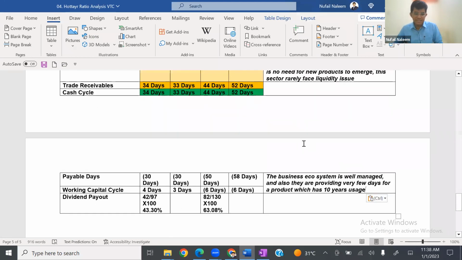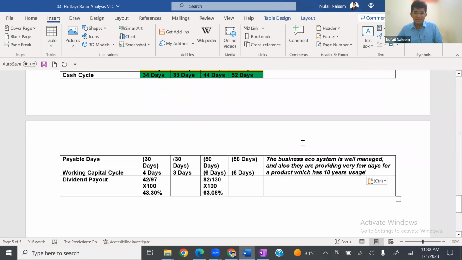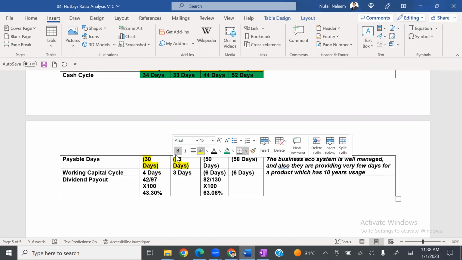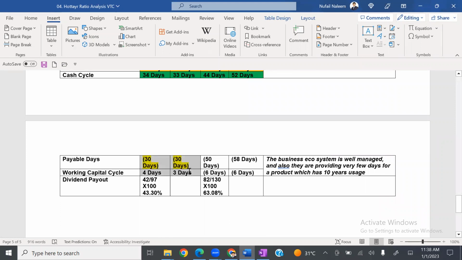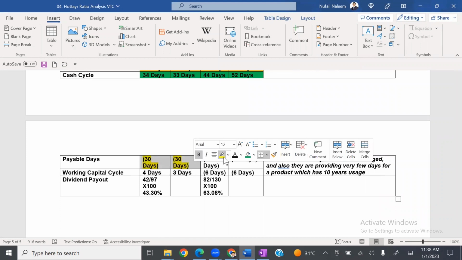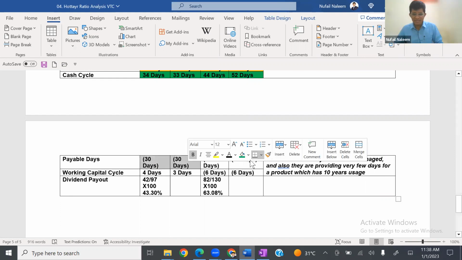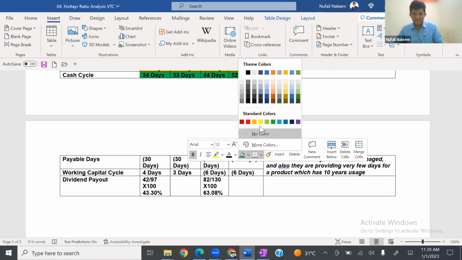Okay, now students, coming to the payable days also, Anushka, we pay faster than our competitor. Do you understand? Is that a good or bad thing? What do you think? It's a good thing, sir. We have to maintain a good relationship with our suppliers, because we can get priority in shortage.